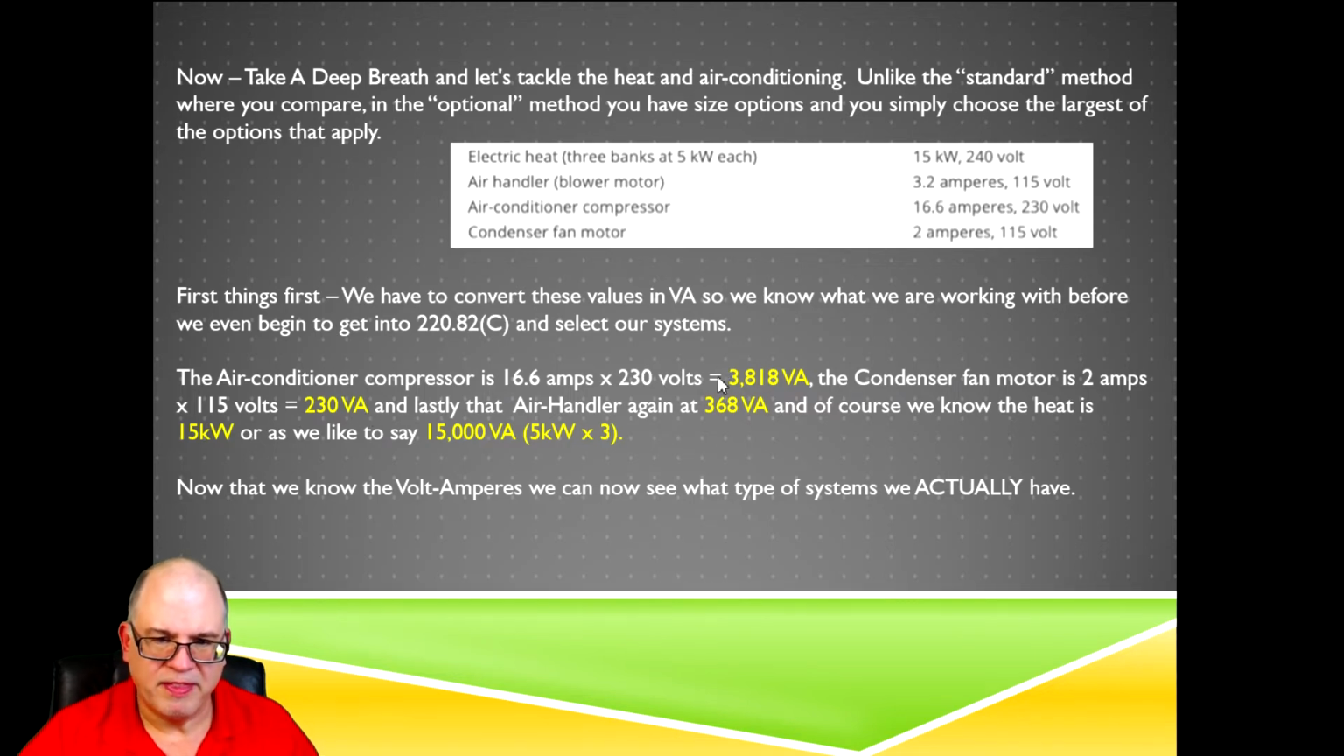Okay, so of our AC loads, to be honest with you, it's 3818, 230, and 368. Okay, that's what we're considering here. All right, so that's our AC component.